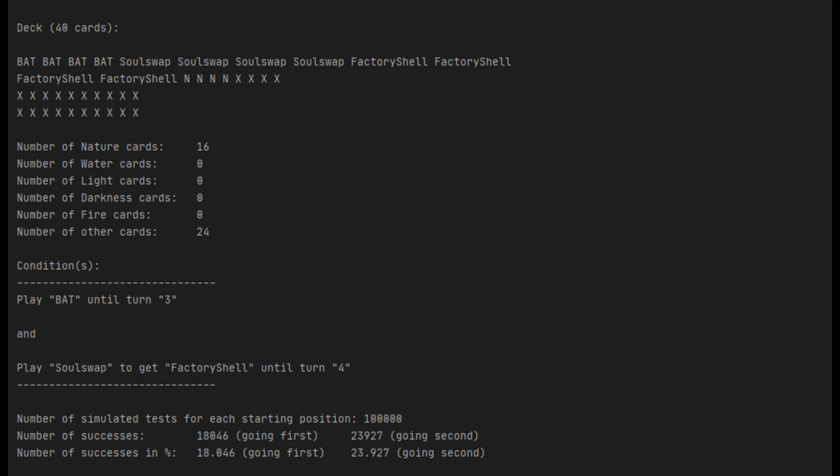And we see the conditions: play Brawlsome Tribe until turn 3, and play Soulswap to get Factory Shell into turn 4. And at the bottom, we see the probabilities. So when you go first, probability is around 18% that you achieve this goal, and going second, so drawing one more card, you will get 24%, so an increase of 6% when you go second.